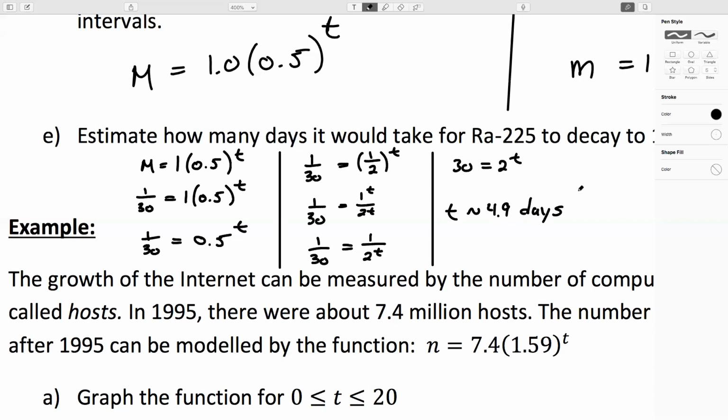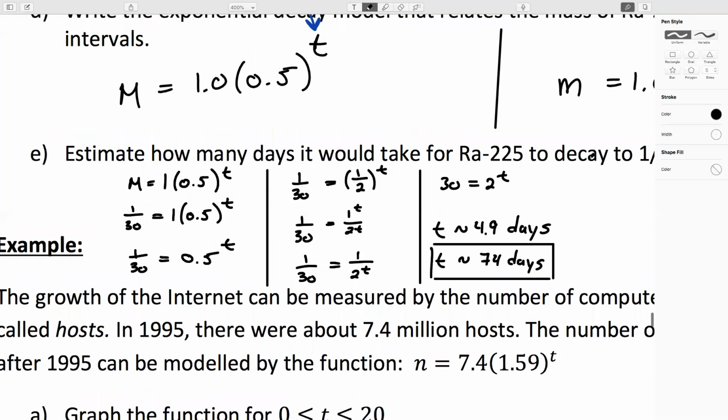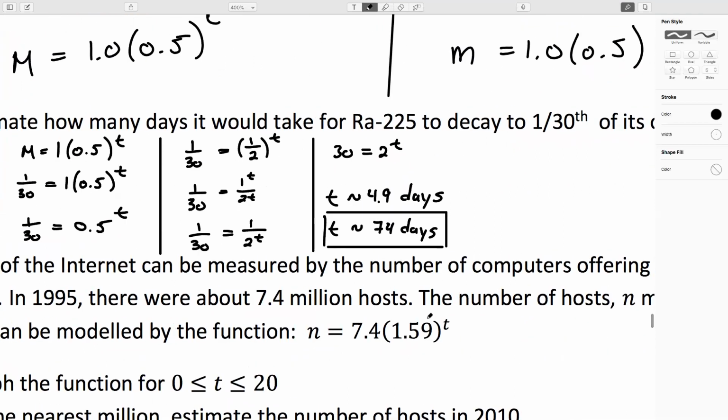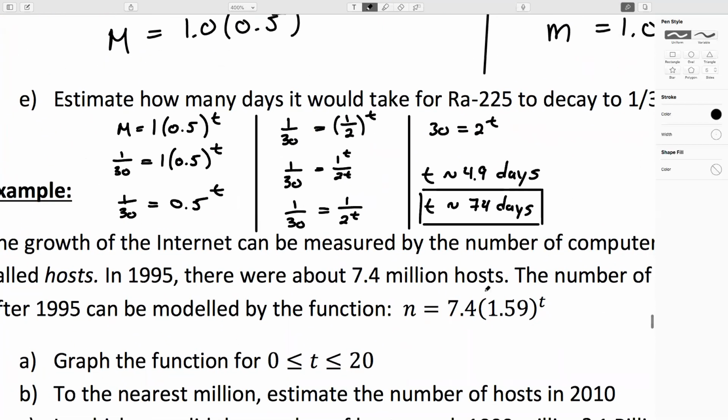Now we've got to convert back to days. So 4.9 times 15 days per half-life gets me 73.5. So time is approximately 74 days. We could have used the other equation, but the problem is we would have had a fraction in our exponent, and then to solve for t would have been a little bit more painful for us.